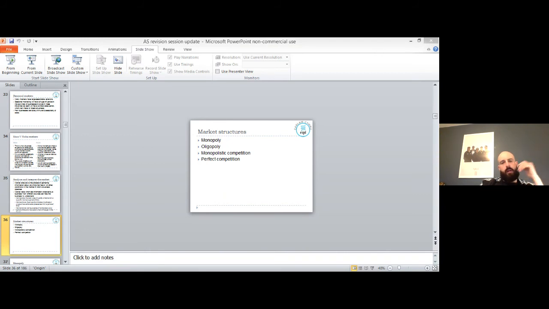What is sampling? It's basically how you go about choosing who's going to do your research, and it's really important to try and avoid bias. So you've got to understand the difference between quota and random sampling.